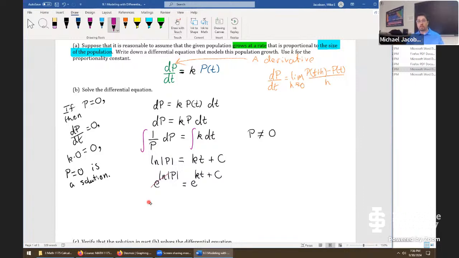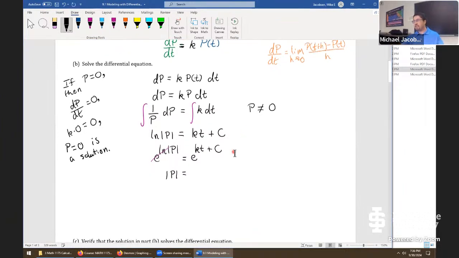So p is no longer locked up in two functions. It's outside the natural log, but still inside the absolute value function. So on the next step, absolute value of p rather, is this stuff. We can use properties of exponents to simplify this even. This could be written as e to the power of c times e to the power of kt. The reason that works is a base times a base just causes us to add up the exponents, getting us to that last step.